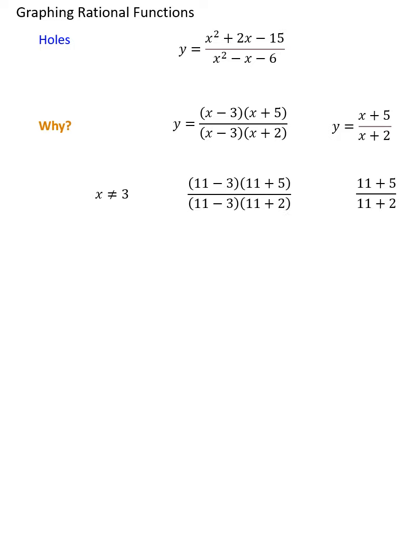All right, I thought of 11. I don't know what you thought of. But any number that isn't 3, whether it be 11 or the number you thought of or some other number, when plugged into both the original function and the reduced function, they're going to give us the same value. And you can see why that's the case when you start to simplify here.